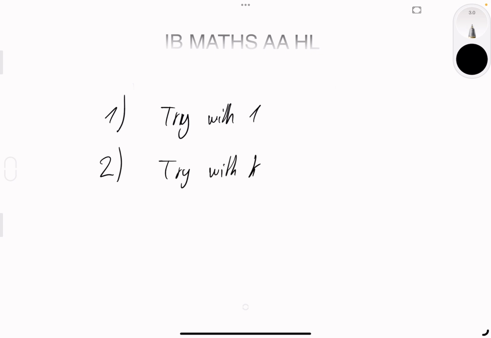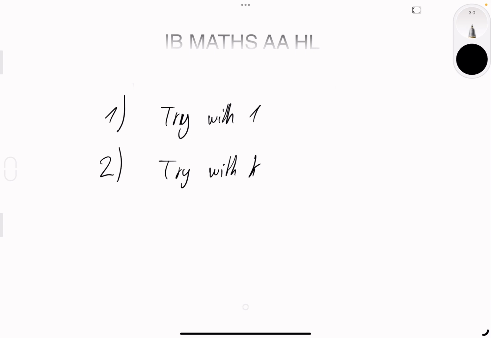Now on to proof by induction. Proof by induction is used to prove statements for all natural numbers. It has a very defined and clear way of doing it. The first step is to say that you're going to try with 1, the first natural number, and then it's pretty easy. The second step, you try with k. And then you replace whatever equation you're given.